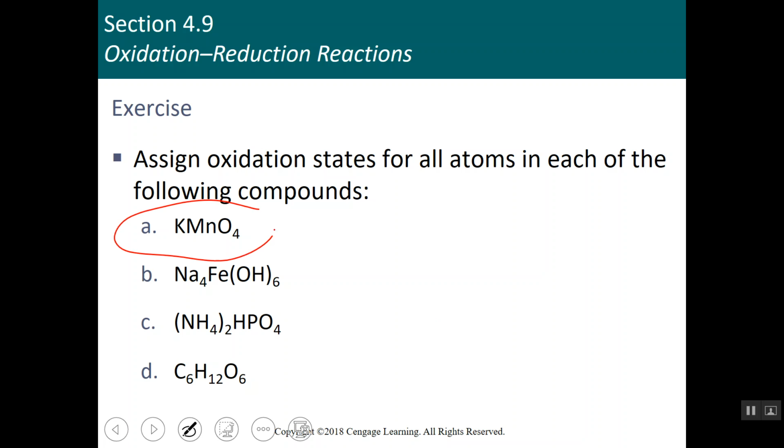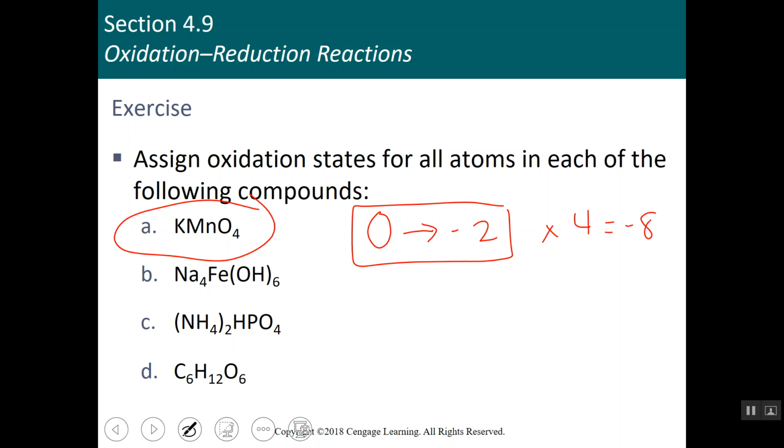So let's do potassium permanganate first. In this example, oxygen is always a -2. So oxygen is -2. Now we have 4 of those, so we're going to have a total of -8 on the oxygen. We're going to skip manganese for just a little bit because manganese is a transition metal in the middle of the periodic table, so we don't automatically know what its charge is, but we do know what the charge of potassium is because potassium is in that first column.